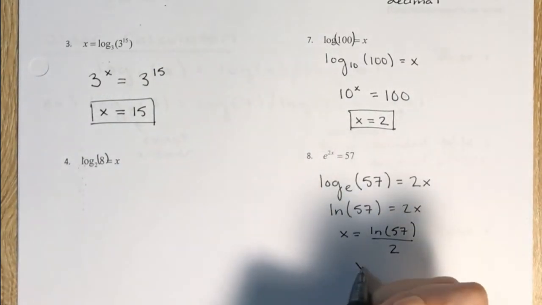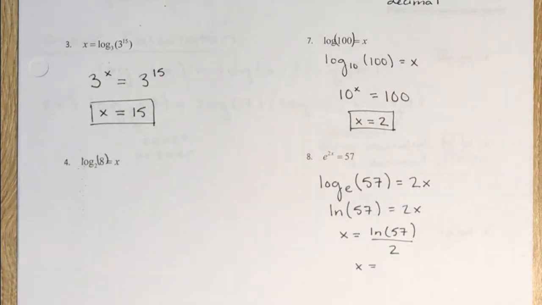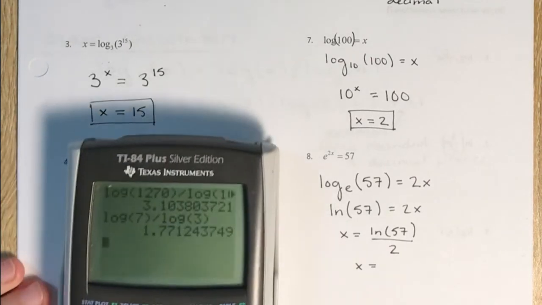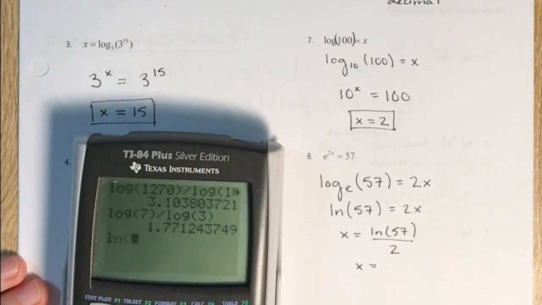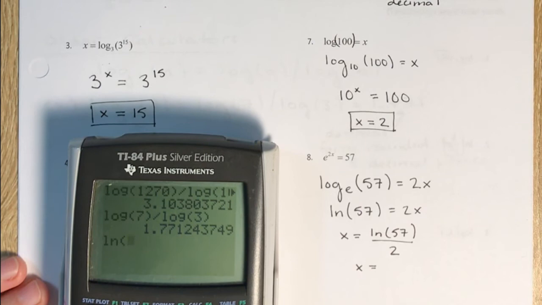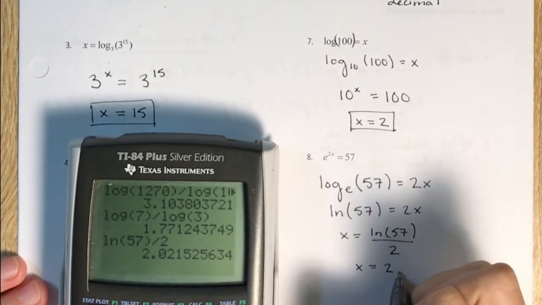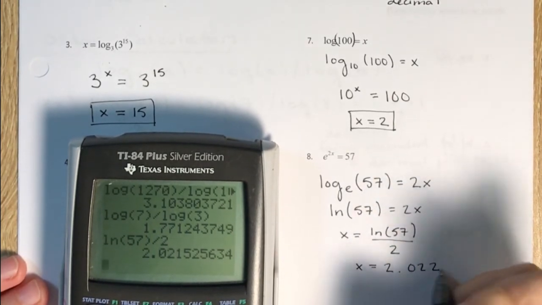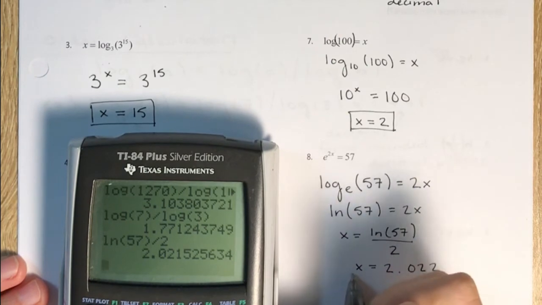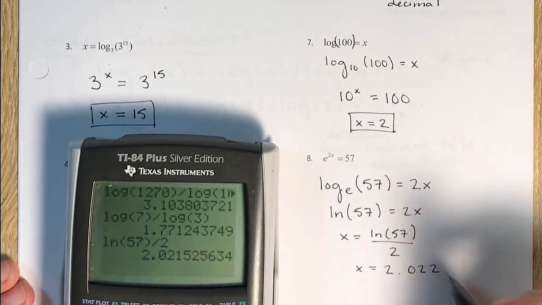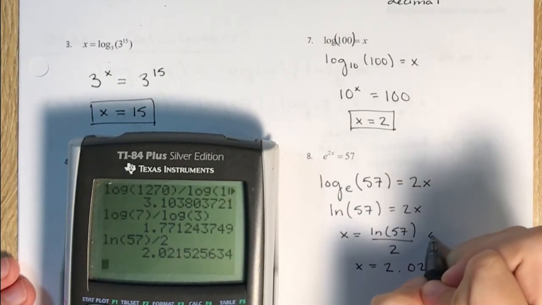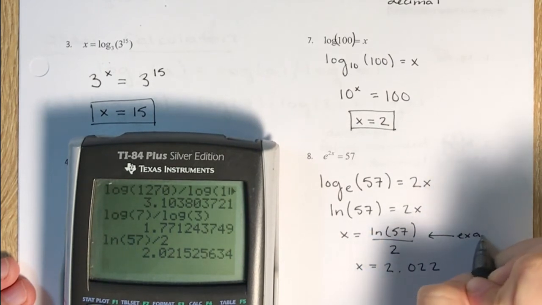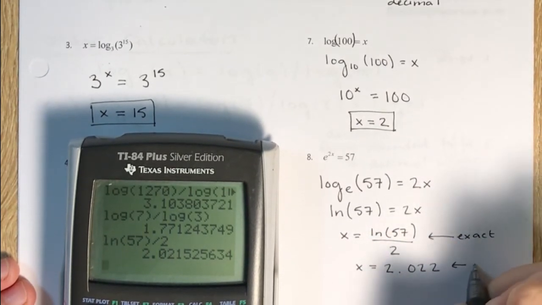If it asked us for the decimal form, we would need to put it into our calculator. ln is usually a button on any scientific calculator, so we can just do ln of 57 divided by 2, and we get 2.022. I always recommend solving at least to 3 decimal places. Again, this is the exact answer, and this is decimal.